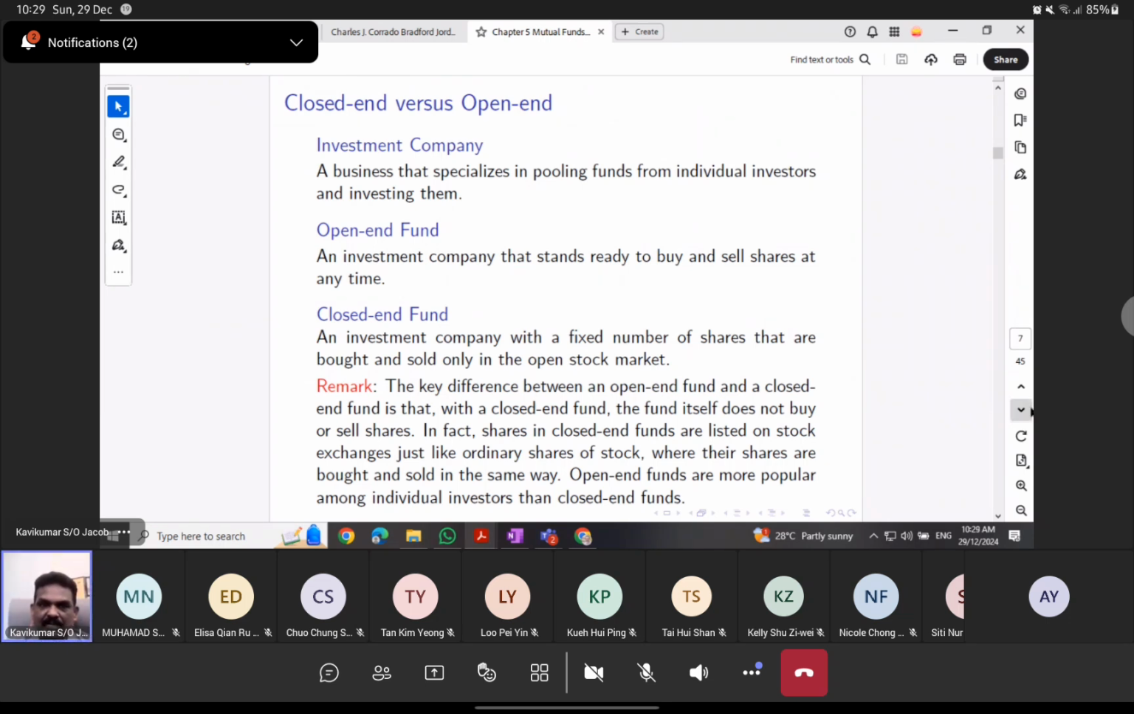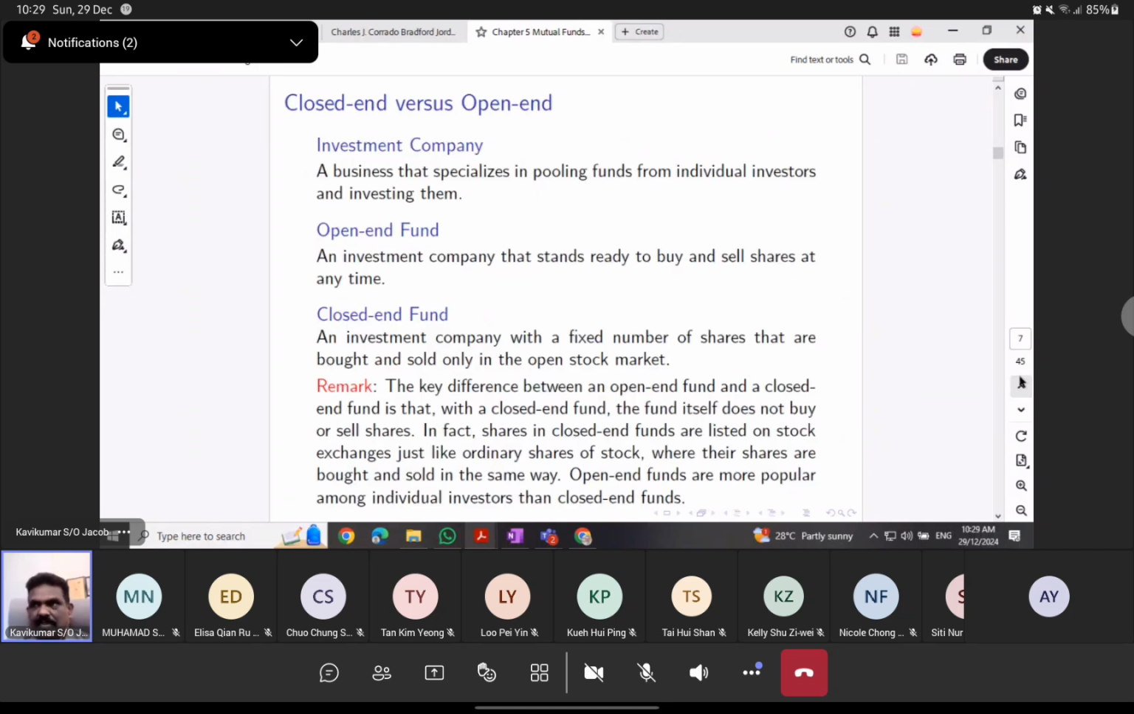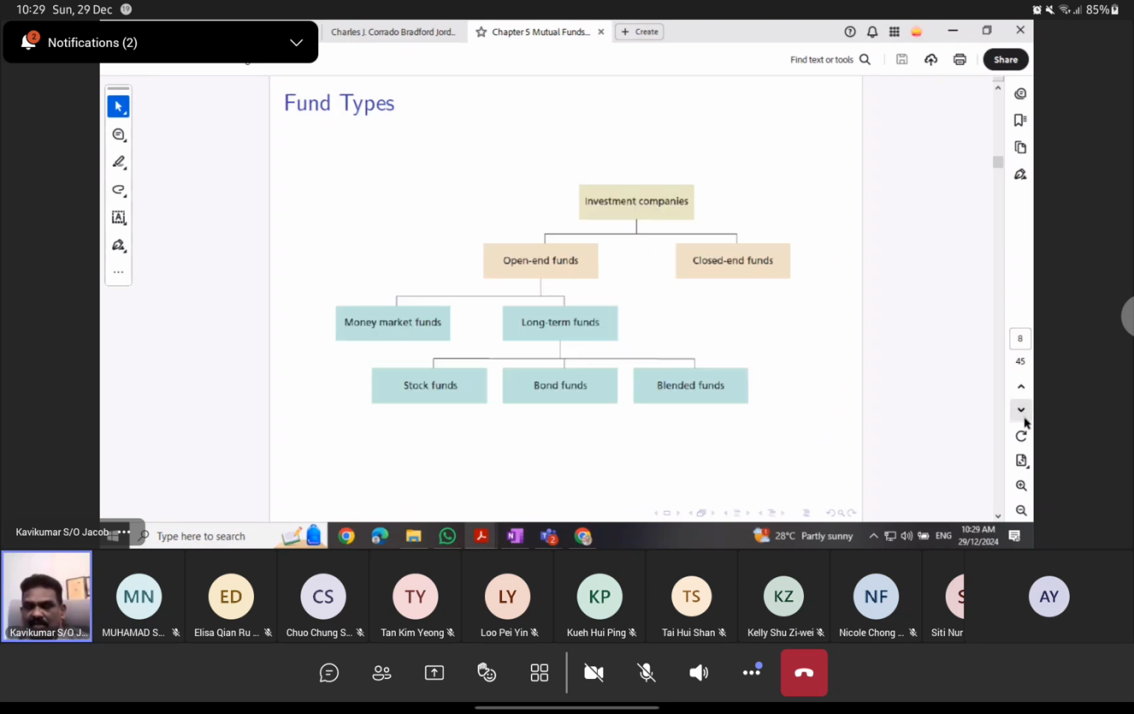There are two types of fund: open-end fund and closed-end fund. With an open-end fund, you don't need to ask anyone for permission, and you can buy and sell with your own money. Closed-end means you have to go through the stock market.